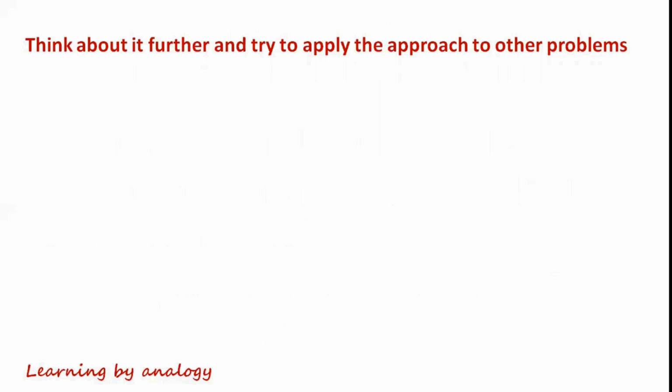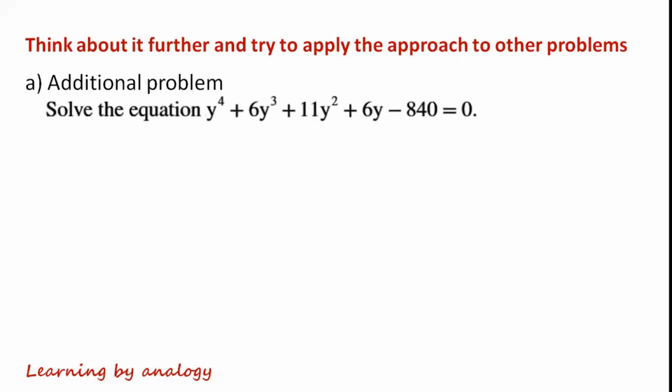Think about the thought process for the previous question further and try to apply the approach to other problems, such as this one. Solve the equation y to the power of 4 plus 6y cubed plus 11y squared plus 6y minus 840 equals 0.